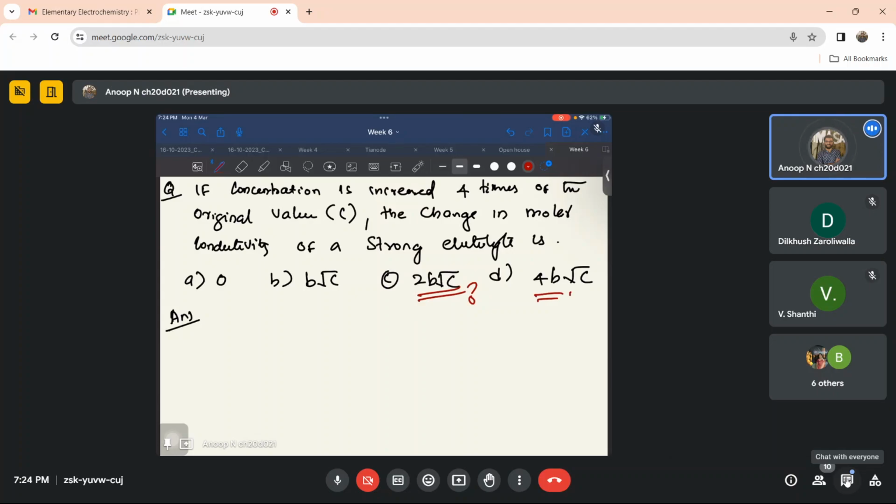So anyone else supporting Smita? Dilkush said option C is the answer. So any more answers? Okay, let's try it. Anyone else want to answer?